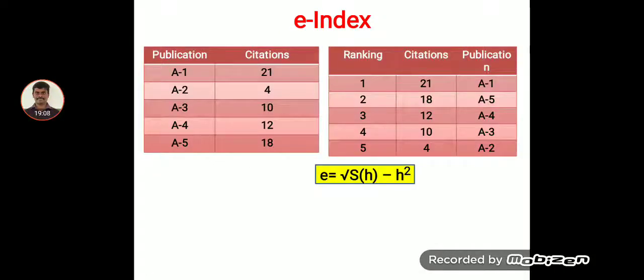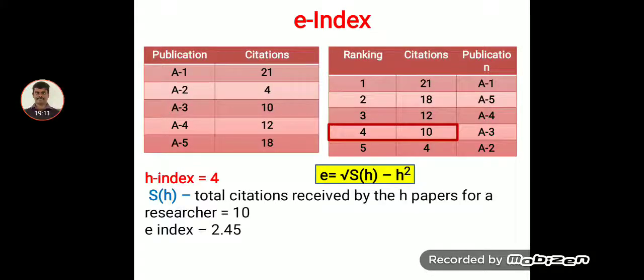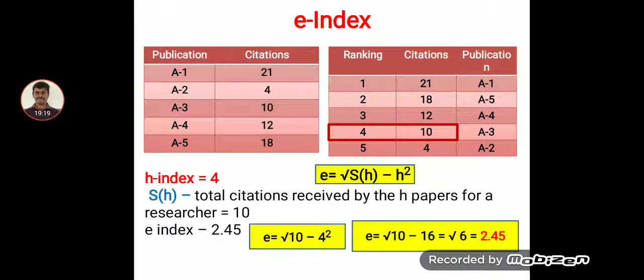So now let us see an example for the E index. Here the H index for the same author is 4, and you can see the formula used to calculate it. The H index 4 ranking paper has 10 citations. The 10 is taken as SH and substituted in the formula. SH is 10 and the H index is 4, so it is 4 square. When you calculate 10 minus 16, it comes to the square root of 6, which is equal to 2.45. The E index of this particular author is 2.45.